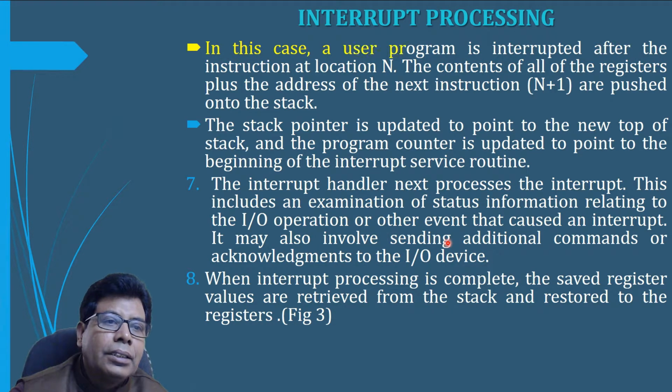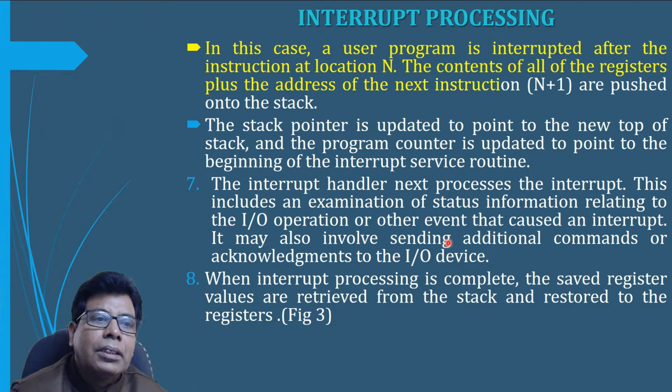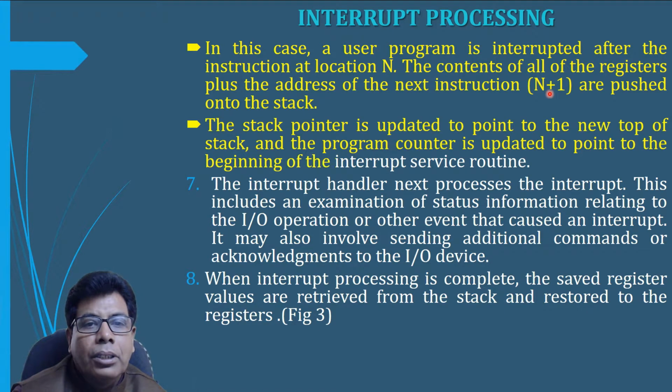Now in this case, the user program is interrupted after the instruction at location n. The contents of all the registers plus the address of the next instruction, that is n plus 1, are pushed on the stack. And the stack pointer is updated to point to the new top of the stack, and the program counter is updated to point to the beginning of the interrupt service routine. That is what we have seen in the figure. It will point to the beginning of the interrupt service routine, ISR.